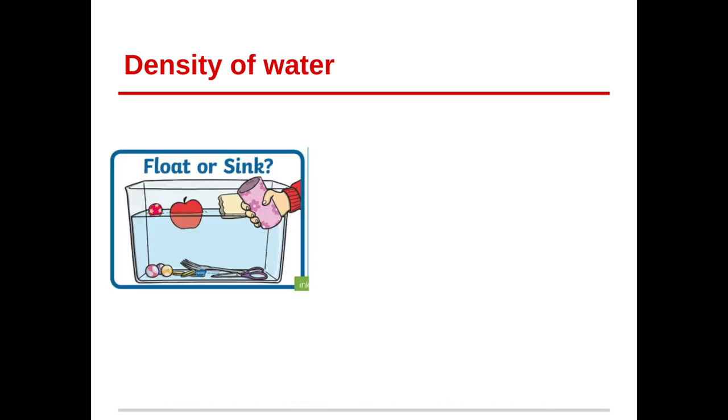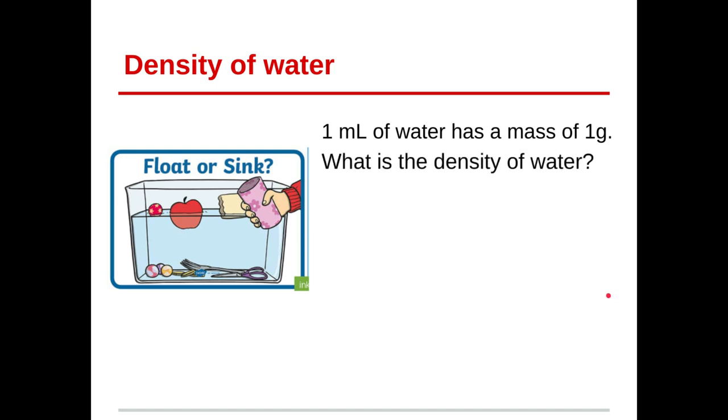Okay. Let's talk a little bit about the density of water. The density of water is interesting. So we're going to be figuring out whether things float or sink in water. So 1 milliliter of water has a mass of 1 gram. So let's do the math. What's the density of water? Remember, density equals mass divided by volume. Our mass is 1 gram. Our volume is 1 milliliter. So 1 gram divided by 1 milliliter, 1 divided by 1 equals 1. Water has a density of 1 gram per milliliter.